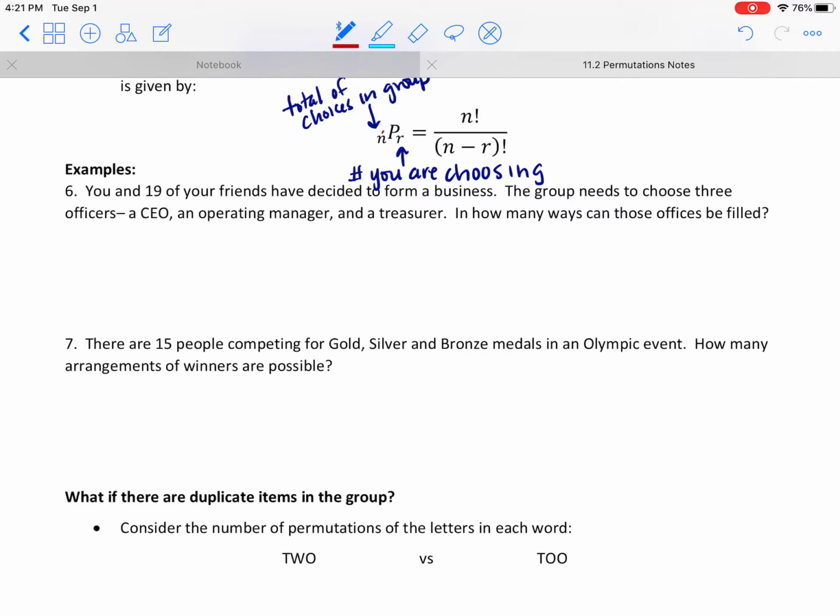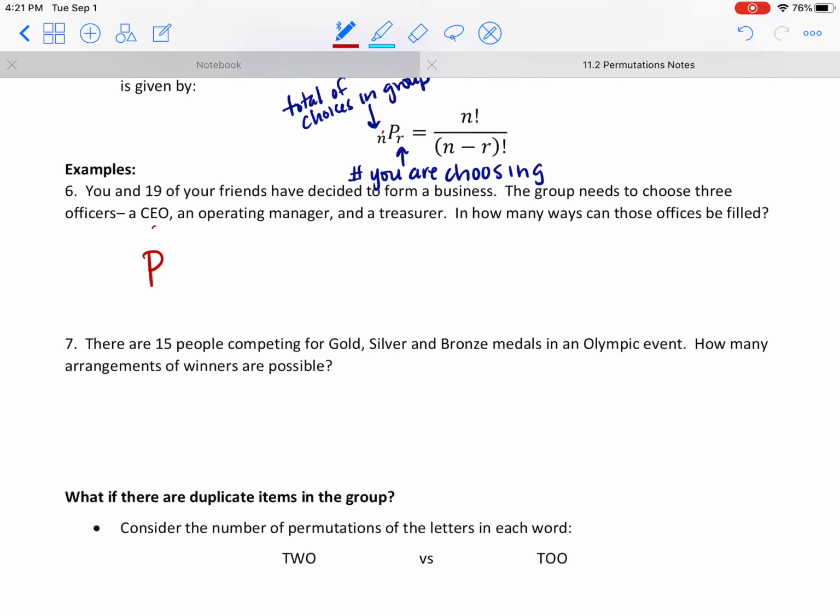The group needs to choose 3 officers, a CEO, an operating manager, and a treasurer. How many ways can the offices be filled? So this is a permutation. You're looking for an ordered arrangement of a CEO, a manager, a treasurer. The order you choose these people matters, right? Once a person's a CEO, they can't be someone else, and so on. So this is a permutation.